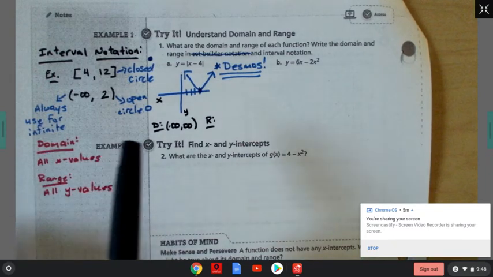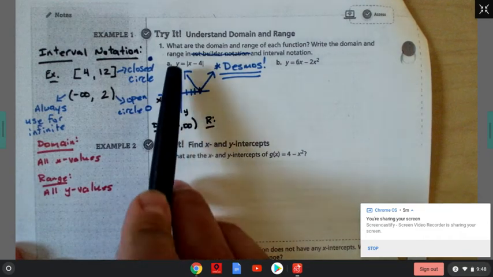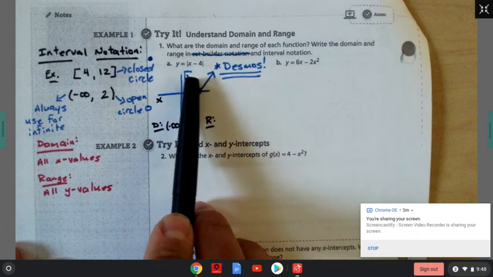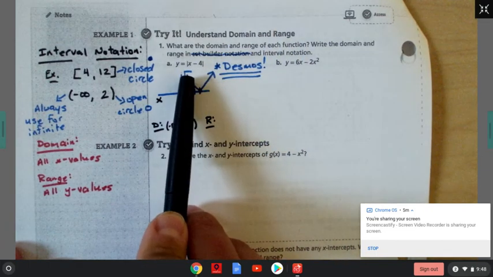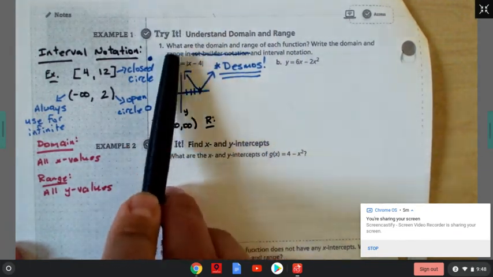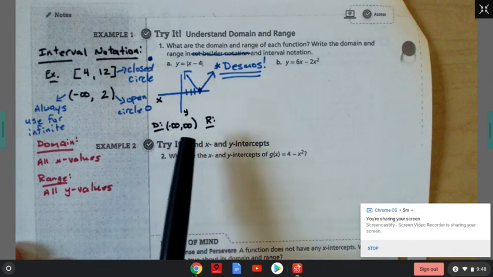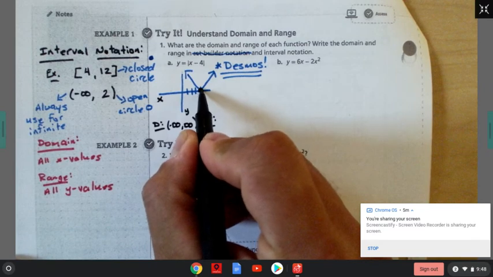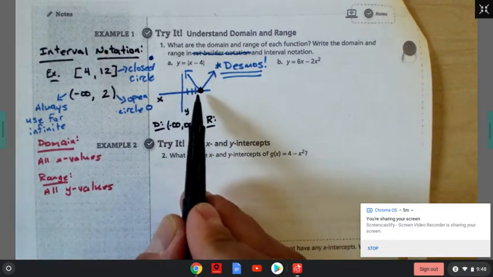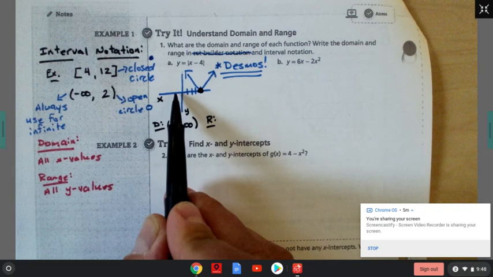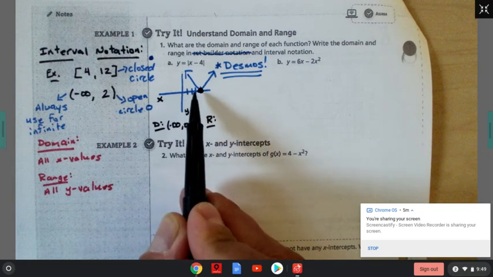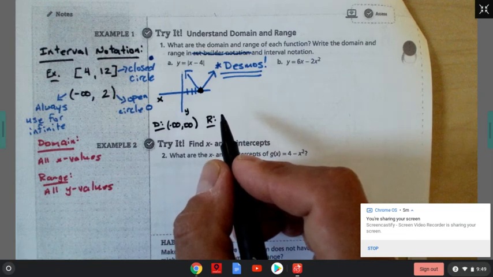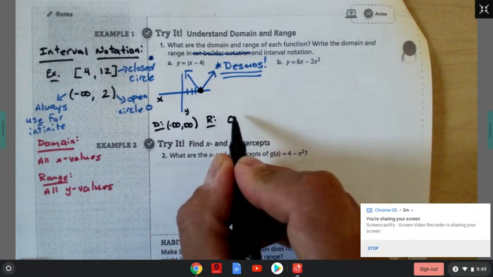Now, the range is going to be a little bit different because the range goes up and down. These arrows mean it goes up forever. It'll never stop going up, but it only goes down so far. The lowest point that this graph gets to, this point right here, that's as low as the graph gets. That value is 0, because it's right on the line. So that means the range is going to be from 0 to positive infinity.